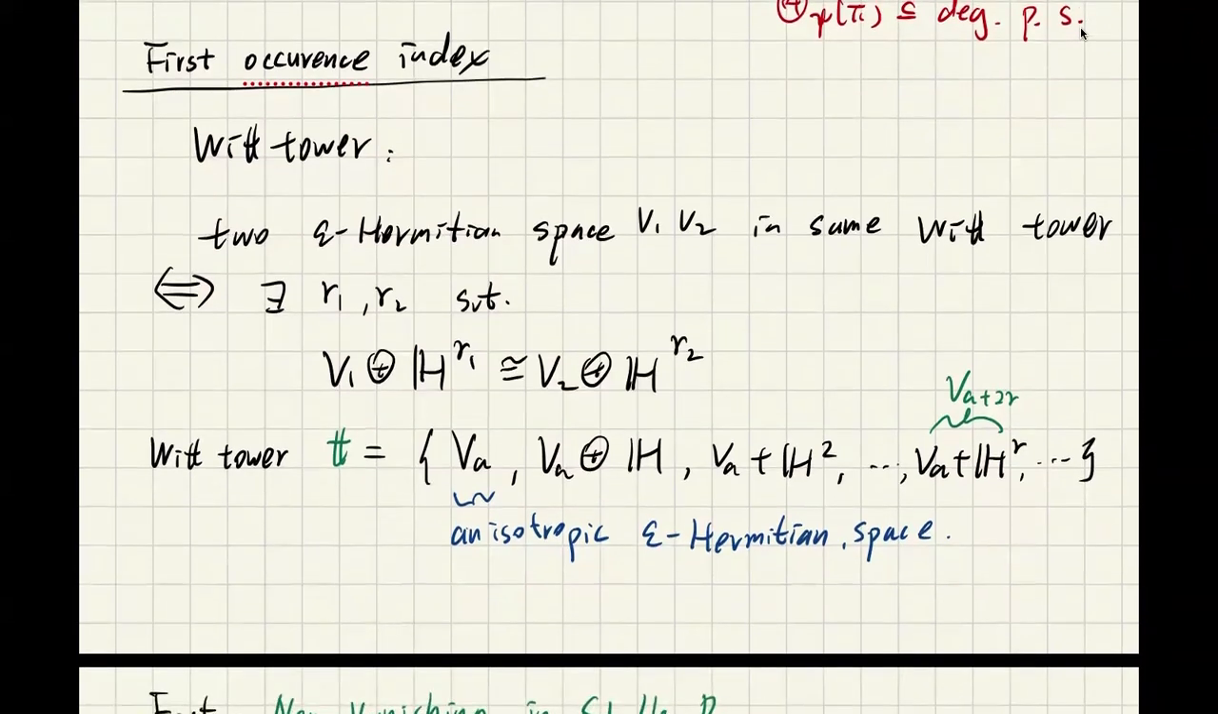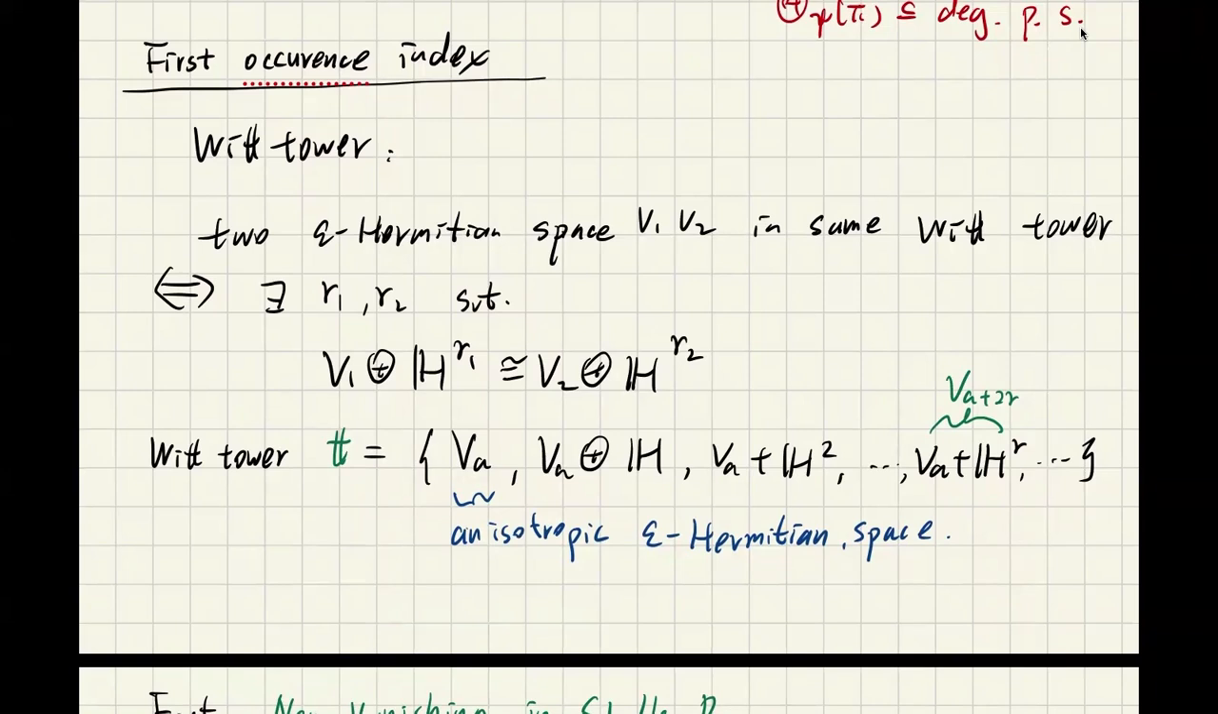So you have a more precise, more concrete construction of the Witt tower: you first fix an anisotropic epsilon-Hermitian space, and you keep adding hyperbolic space on V_A. Therefore, you will have a chain of epsilon-Hermitian spaces.